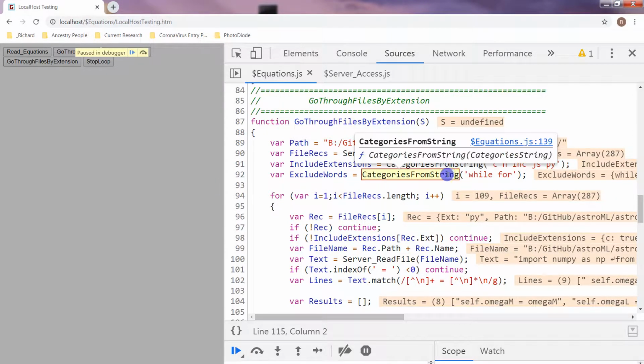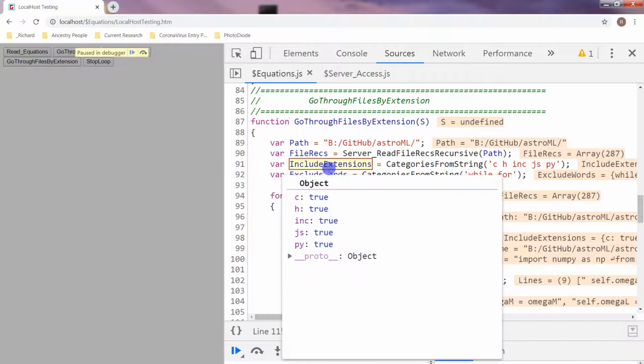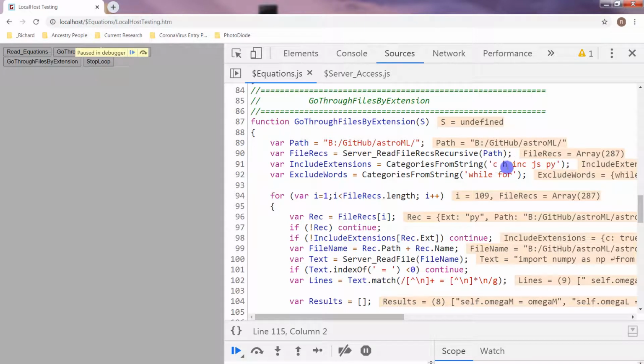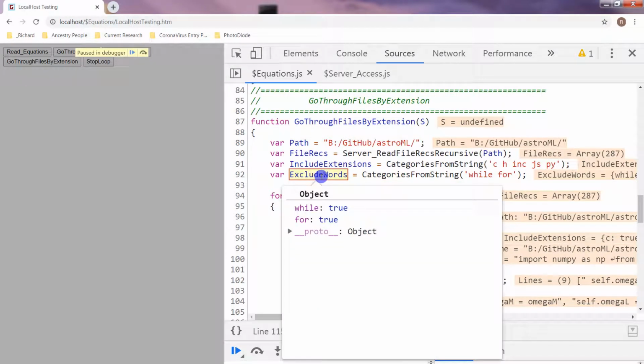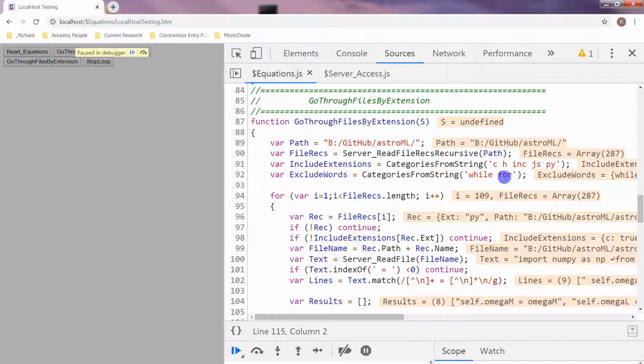I have a program here. This one is going through, I'm just looking at AstroML, and I'm just looking at C, H, INC, JS, and PY extensions. So this basically creates a true object for each of those, and then it's looking for them, and they go in as characters. So if I see that extension, then it gets included, and then I use the same categorization. These are true, and they get excluded.